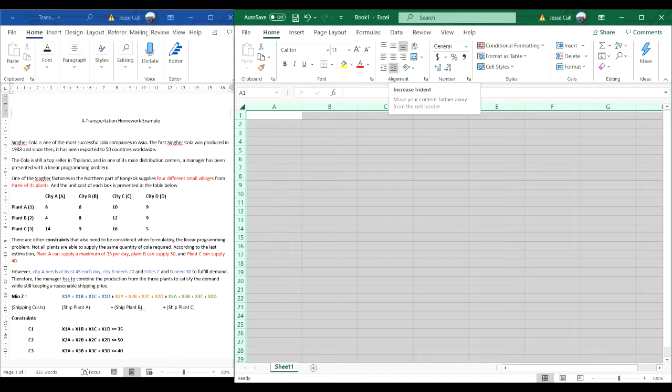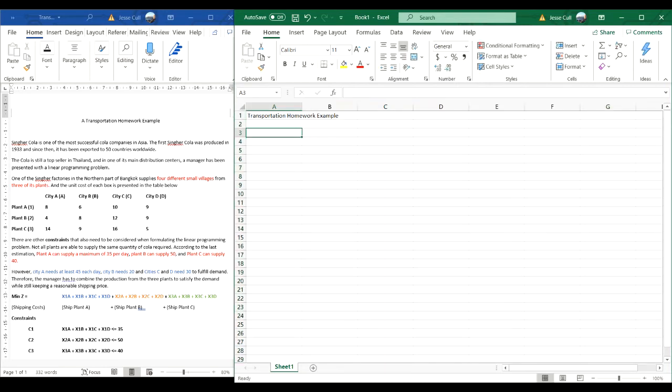We're going to, as always, call it a very simple transportation homework example. So we go right here, and like we did last time, instead of using the base idea, x1a, x1b, we're going to add in our actual titles because it helps us better understand what's happening. So we're going to call this shipping routes.